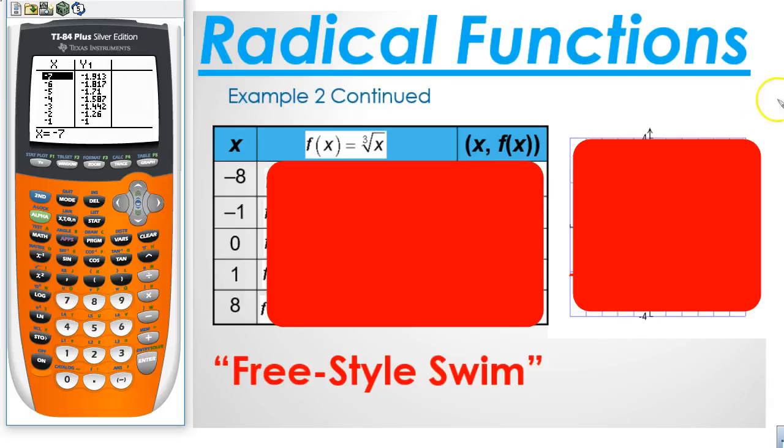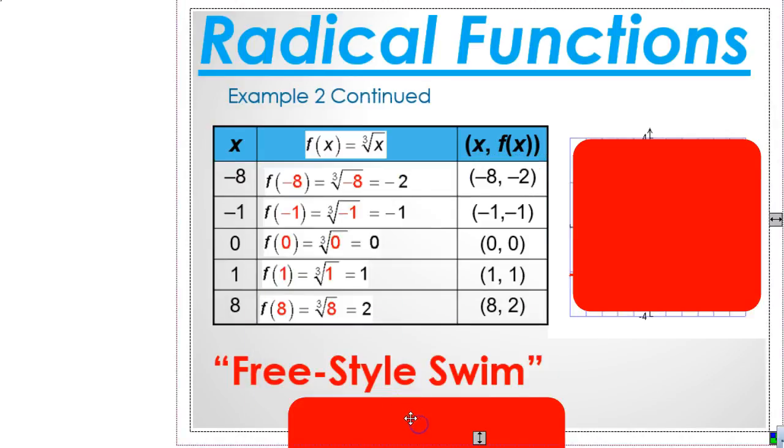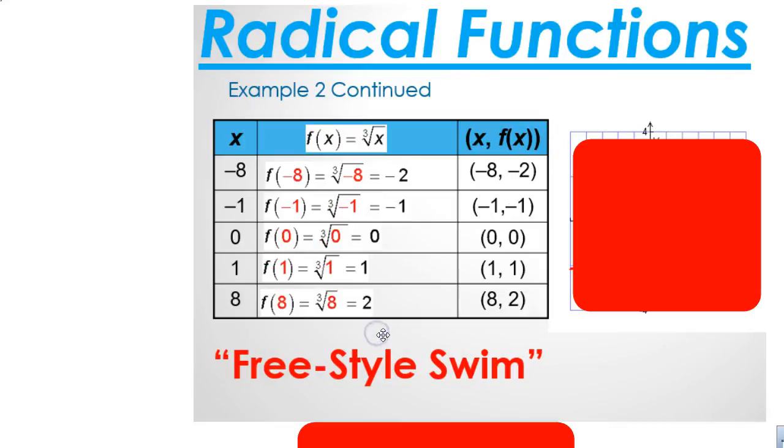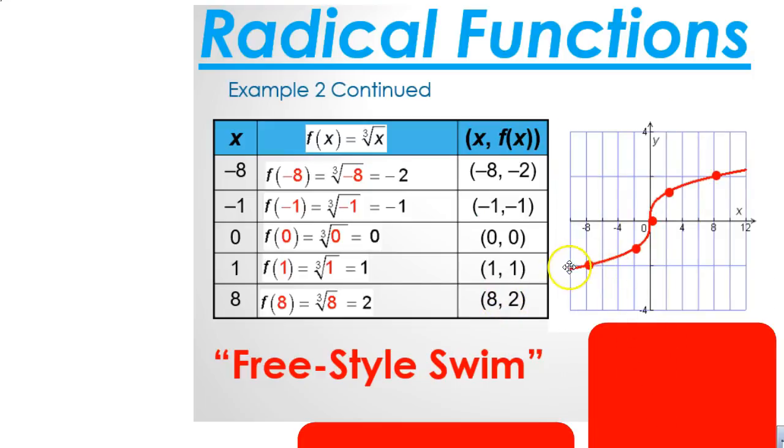As we're getting these points from our calculator, there's a reason I chose for this table -8, -1, 0, 1, and 8, because those are all perfect cubes. So we look at those, and we see that when we plug in -8, we get -2. That's a point on the graph. When we plug in -1, the cubed root of -1 is -1. So -1, comma -1 is on the graph. You see 0, 0, 1, comma 1, and 8, comma 2. And I've got those graphed here, right?